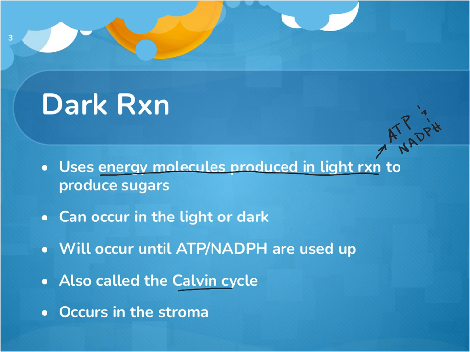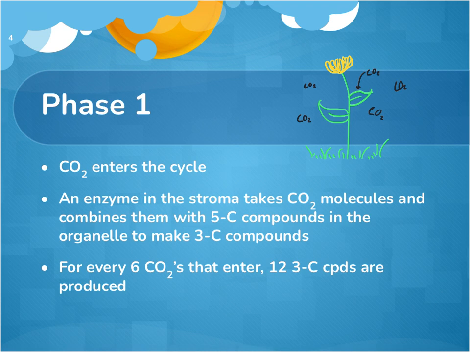It's also called the Calvin cycle, and it occurs in the stroma of the chloroplasts. During the first phase of the dark reactions, carbon dioxide enters the cycle. It enters the leaf from the atmosphere. On the bottom side of a leaf, you have a structure called a stomate, and that allows carbon dioxide gas into the leaf. Then an enzyme in the stroma of the chloroplasts takes the carbon dioxide molecules and combines them with 5 carbon molecules to make 3 carbon compounds. For every 6 carbon dioxides that enter, it develops 12 3-carbon compounds.